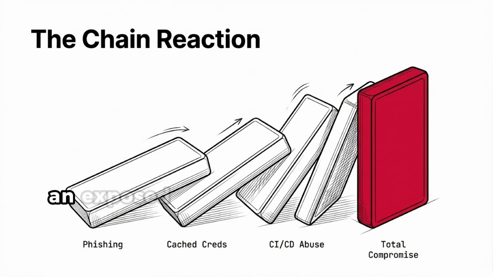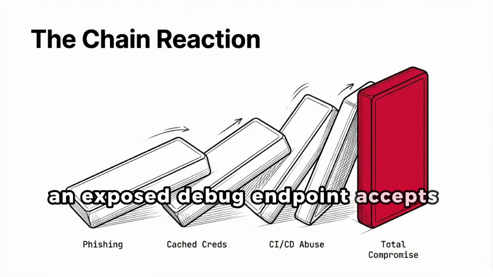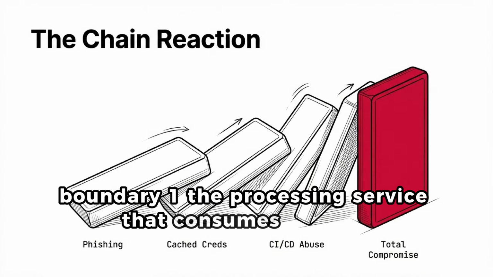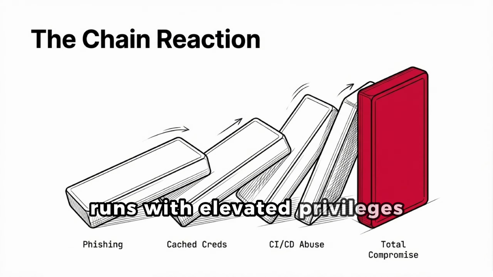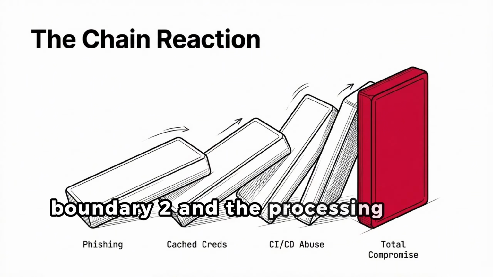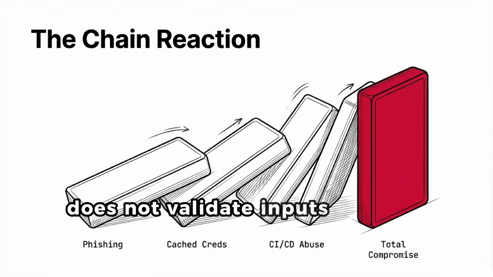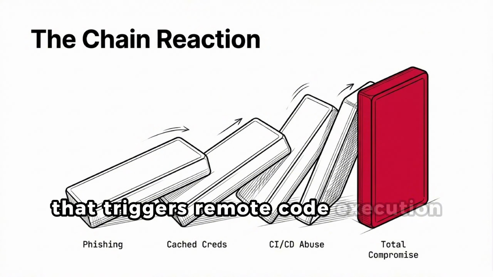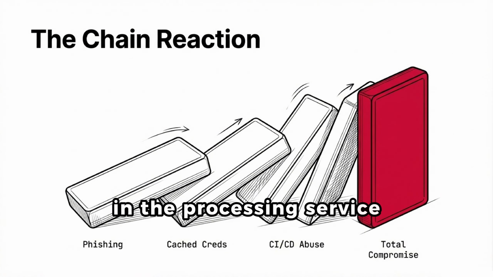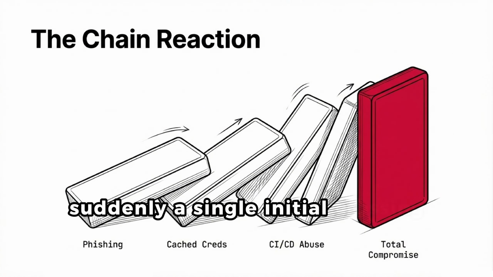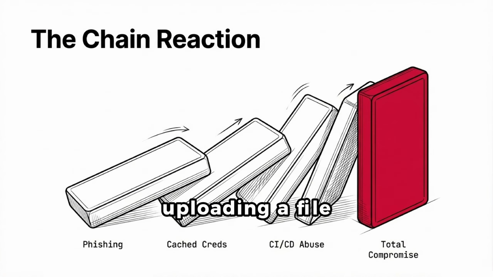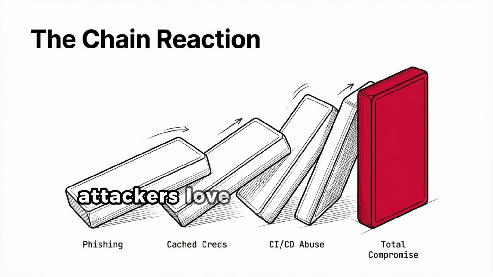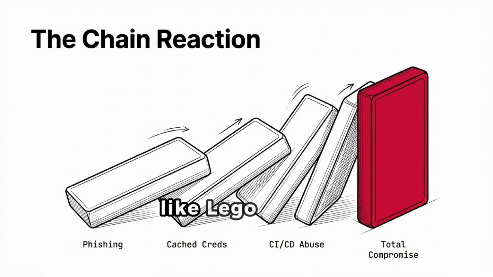For instance, an exposed debug endpoint accepts a file upload, boundary 1. The processing service that consumes uploads runs with elevated privileges, boundary 2, and the processing logic does not validate inputs properly. The attacker crafts a payload that triggers remote code execution in the processing service. Suddenly, a single initial crossing, uploading a file, turns into full control of a higher privilege service. Attackers love chaining simple failures like Lego blocks.